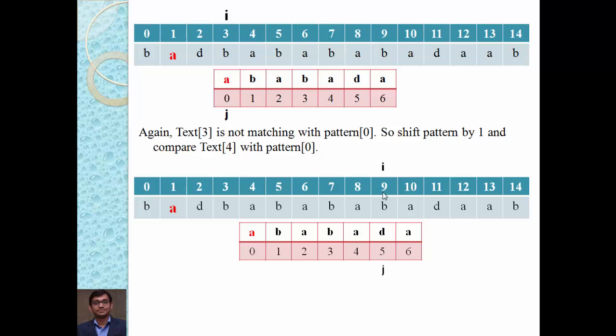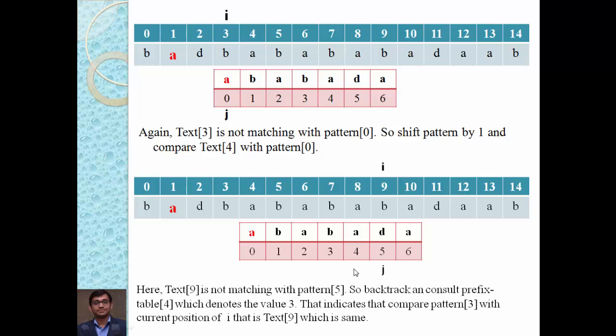It means that index number 9 of our text and the value is B, and index number 5 of our pattern and the value is D, both are not equal. So we have to again perform backtrack. We have to just go back. Our previous value is 4. So we have to check our pi table on index number 4.